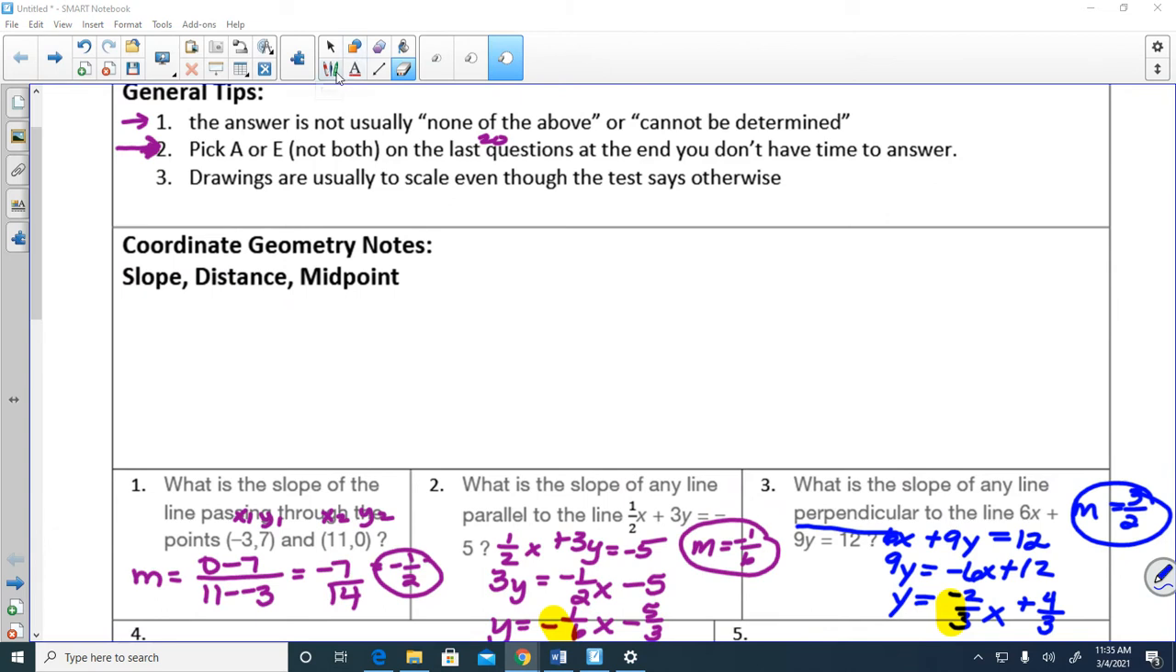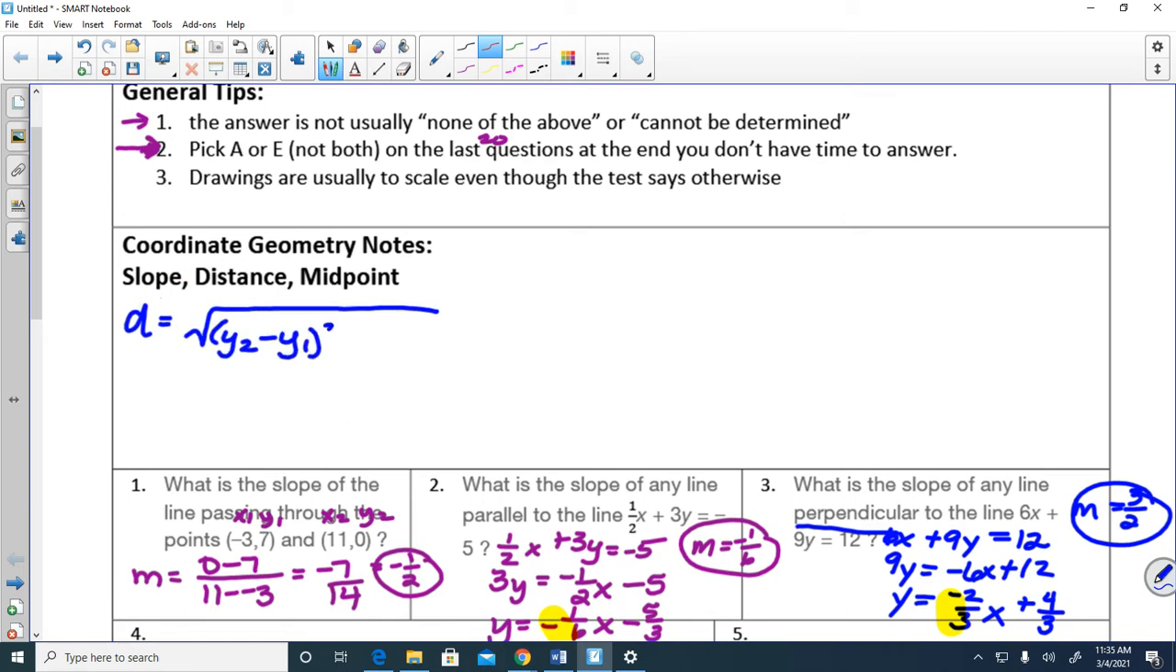Another formula you'll need to memorize is the distance formula. Distance equals the square root of y2 minus y1 squared plus x2 minus x1 squared. And again, this is the distance formula. So if you know 2 points, you can use the distance formula to calculate the distance between those 2 points.